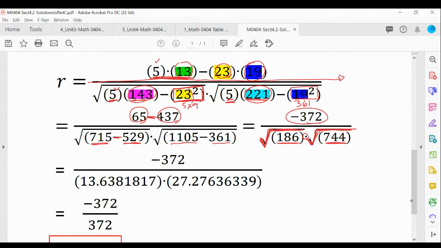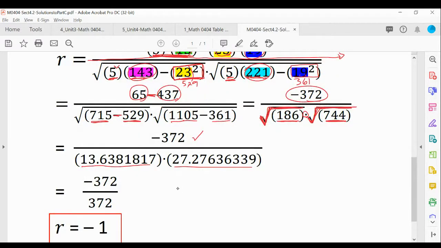So when you take the square root, remember the numerator stays the same. The denominator, when you take the square root of 186, it's 13.63 and a couple of other decimals. Take the square root of 744 and it's 27.2763, and so forth. Now multiply the two bottom numbers, keep all the decimals, and you should get an exact value of 372. Now when you divide a negative 372 by a positive 372, you get exactly a -1.